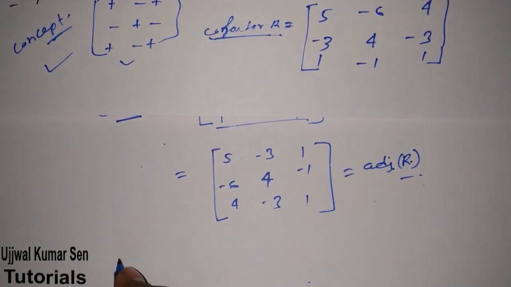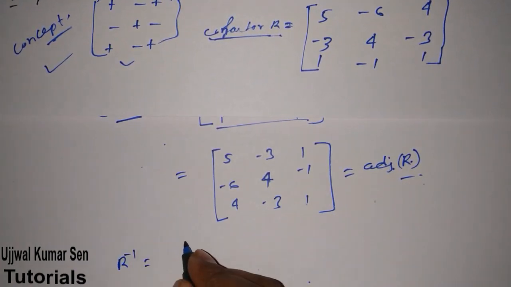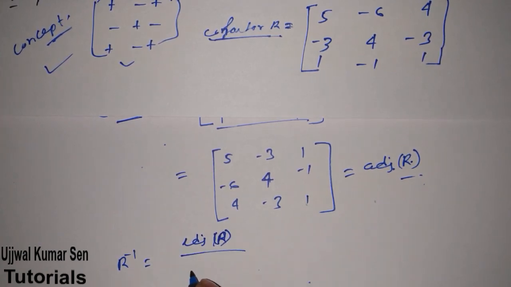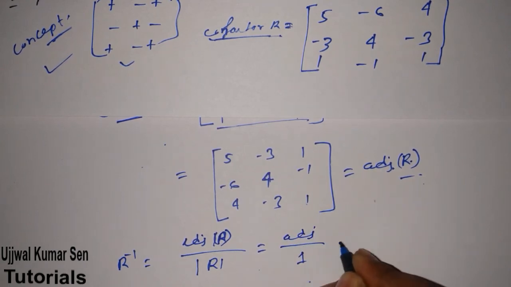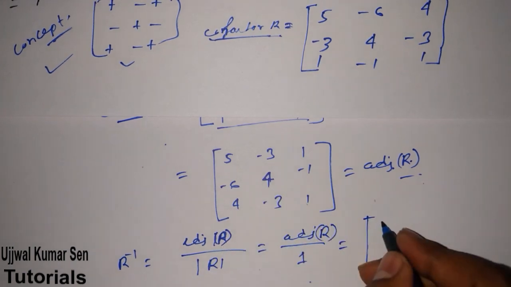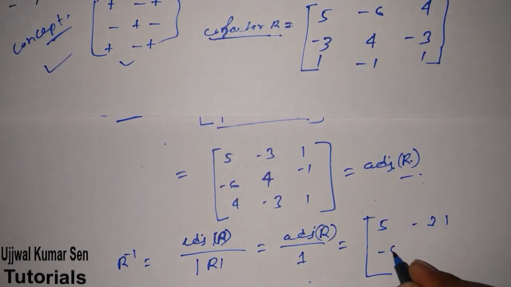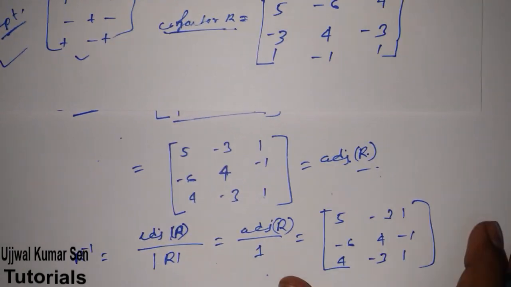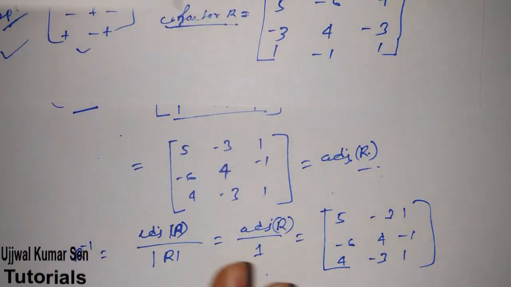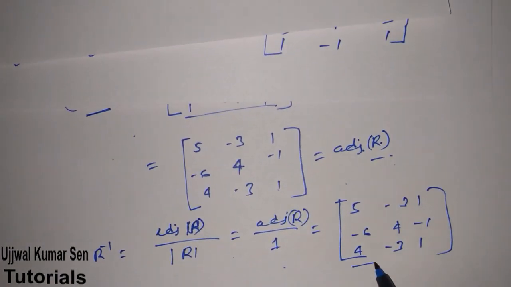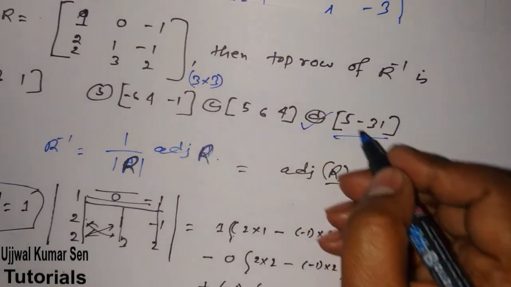Got it? Now we know that R inverse is the adjoint of R divided by its determinant. Its determinant is 1, therefore the adjoint of R would be the right answer. We can write this as 5 minus 3 1, minus 6 4 minus 1, 4 minus 3 1, right? Now see the options given in that question. The option D is the right answer here. Okay, so option D is the right answer.